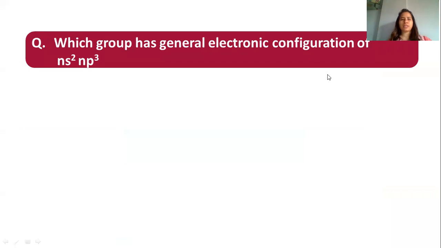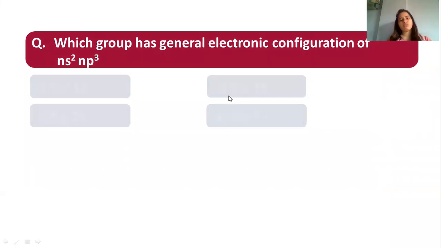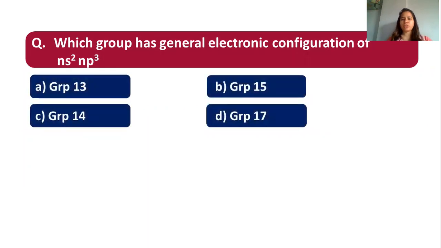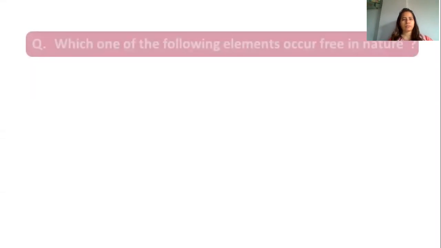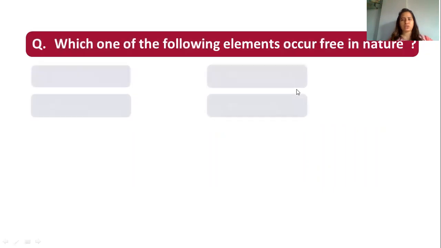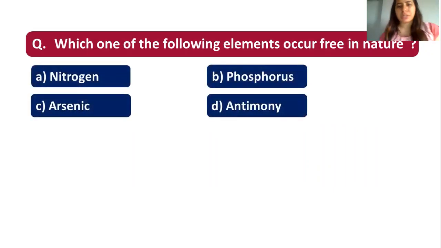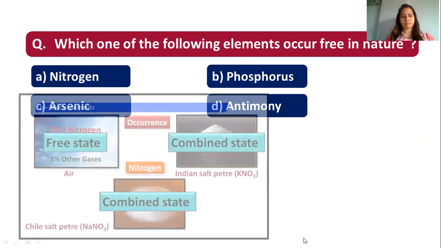Let's see some of the questions over here. My first question, which group has the general electronic configuration of ns2np3? What do you think will be your answer? You can see the options ns2np1, ns2np2, ns2np3. We have group 15. Next question, which one of the following occurs free in nature? Depending upon the elements, these elements belong to group 15, and we saw in group 15 we have only nitrogen occurring in free state.